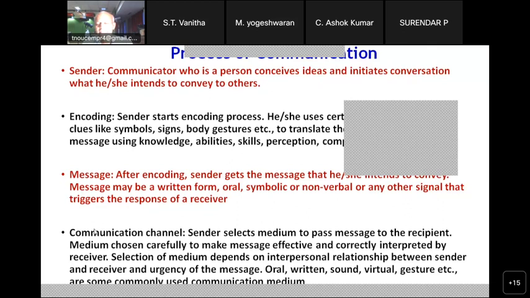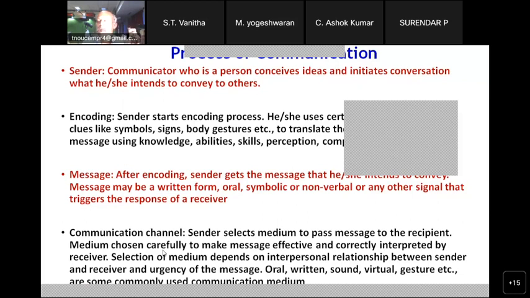And the communication channel: there are umpteen communication channels. In the olden days, the air was the only communication channel. So I am speaking to you in the class. What is the channel? The air medium between the teacher and student, that is the only medium. So the medium is chosen carefully depending upon the audience.